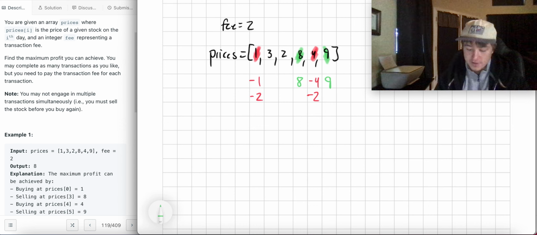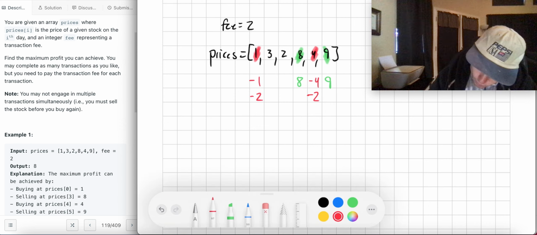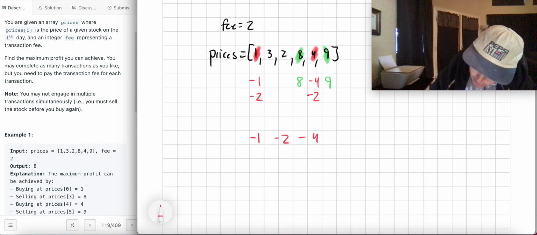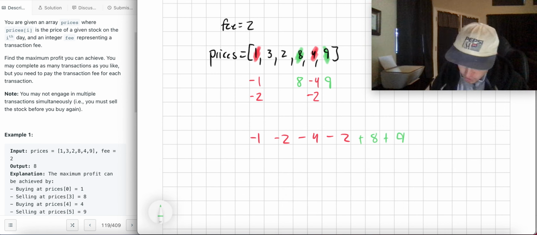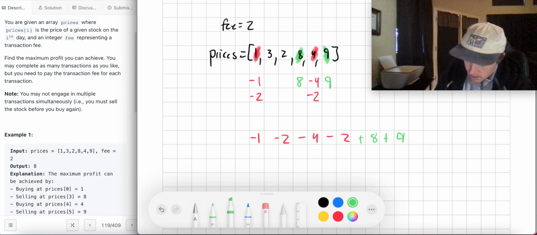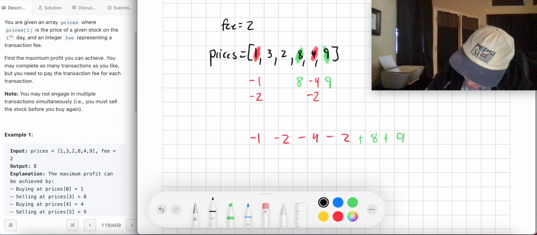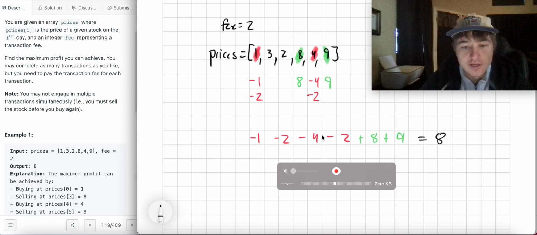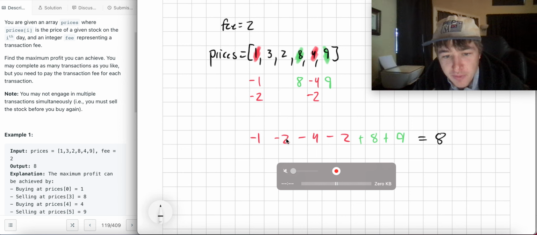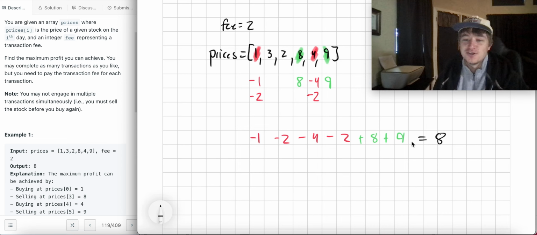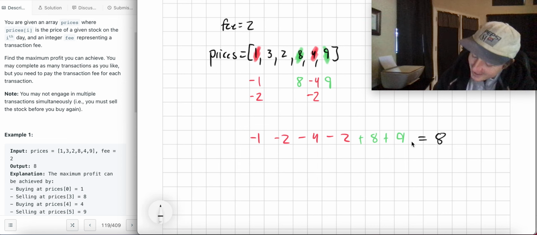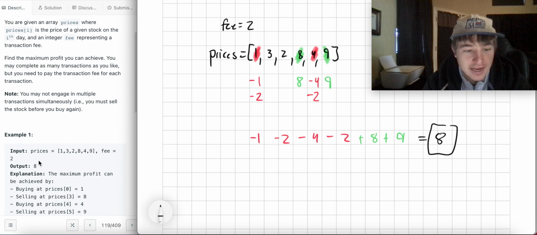So what's the total of this system? Well, I lose $1, I lose $2, I lose $4, I lose $2, and I gain $8 and I gain $9. So in total, that is what? This is equal to 8, because 4 minus 2 is -6, minus 2 is -8, plus 8 is 0, plus 9 is 9, minus 1 is 8. That shows you a weird way that I do math sometimes. But the total you get is 8, and that's why the output here is 8.